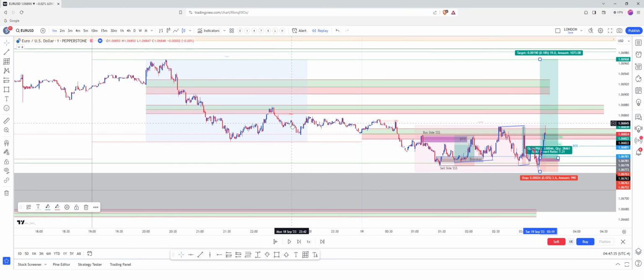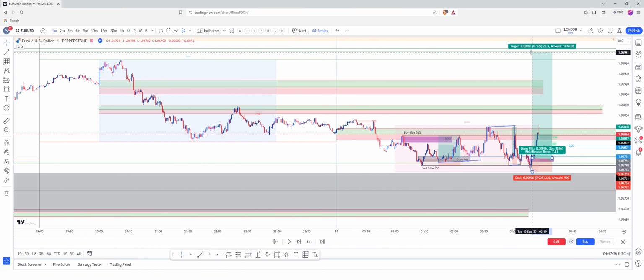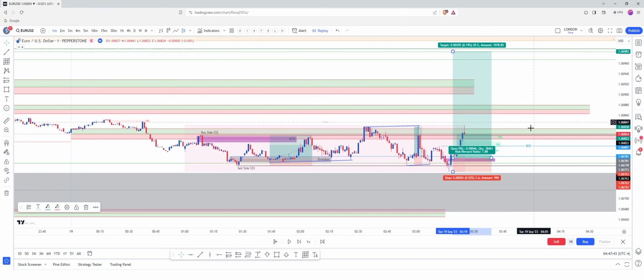7R would be to take out the Asia high, and 8R basically to take out the New York PM session high.